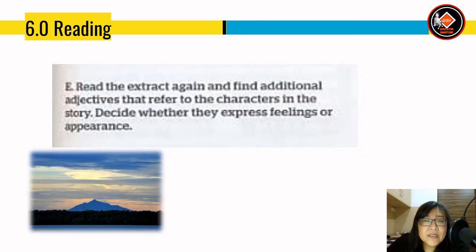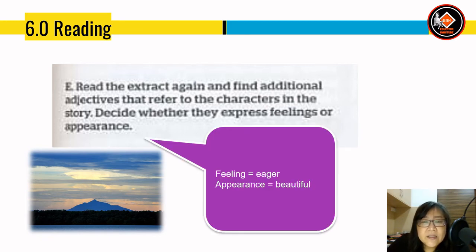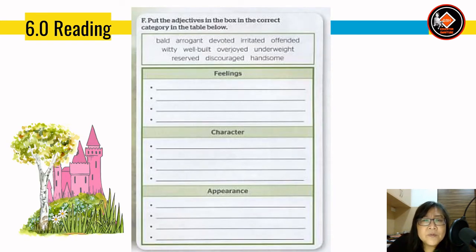Now read the extract again and find additional adjectives that refer to the characters in the story. Describe whether they express feelings or appearance. So here we have feeling, eager, and appearance, beautiful. For F, put the adjectives in the box in the correct category in the table below. So we have feelings, character, and appearance. The adjectives are bold, arrogant, devoted, irritated, offended, witty, well-built, overjoyed, underweight, reserved, discouraged, and handsome.